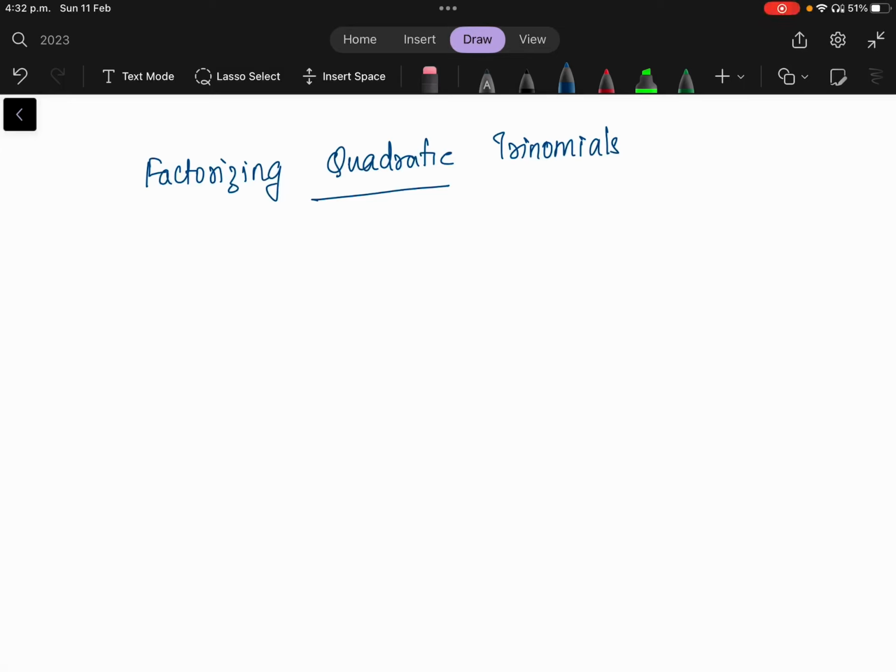Let's learn how we can factorize quadratic trinomials. So what are quadratic trinomials? Quadratic means something which contains a square in the term, that's called x square. And a trinomial contains three terms. For example, x square plus 4x plus 5. Term number 1, term number 2, term number 3. Three terms. This is called a quadratic trinomial.